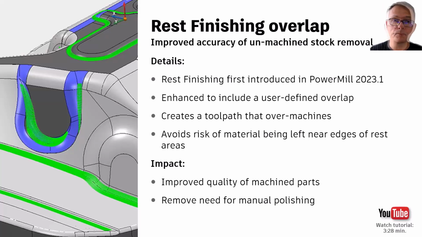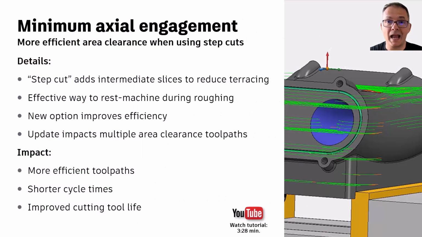The next enhancement affects area clearance toolpaths, or roughing toolpaths. For many years, PowerMill's area clearance toolpaths have included the ability to automatically create intermediate slices that can help reduce the terracing effect that will be left on the machined part. This is called step cutting.